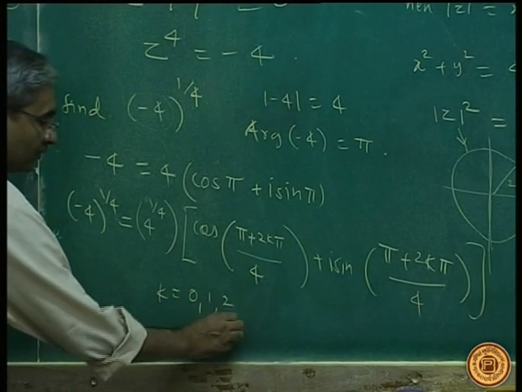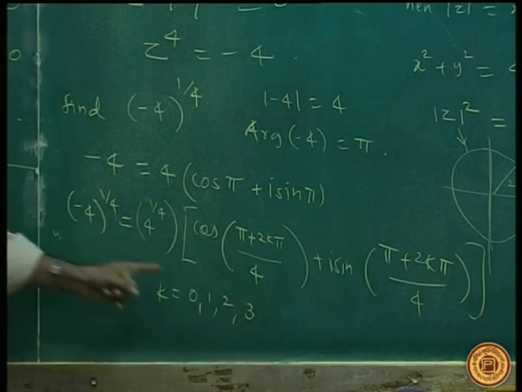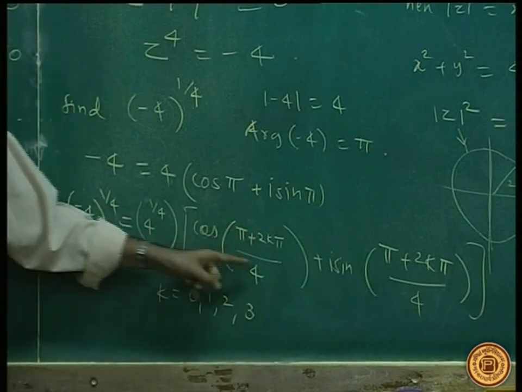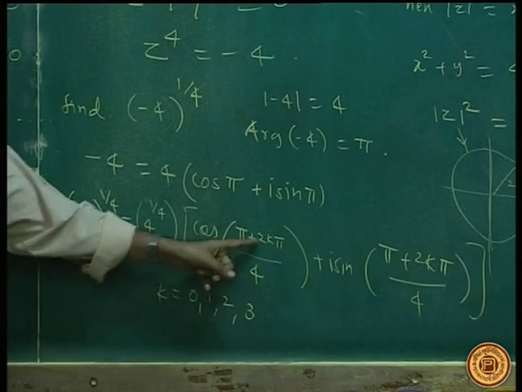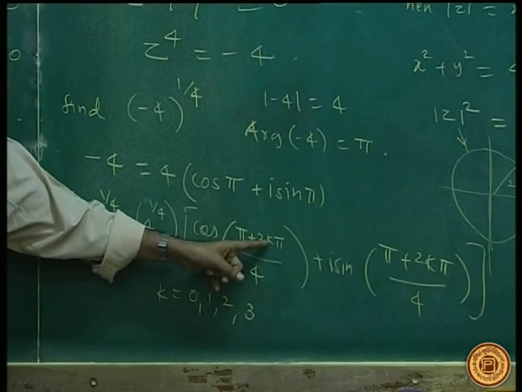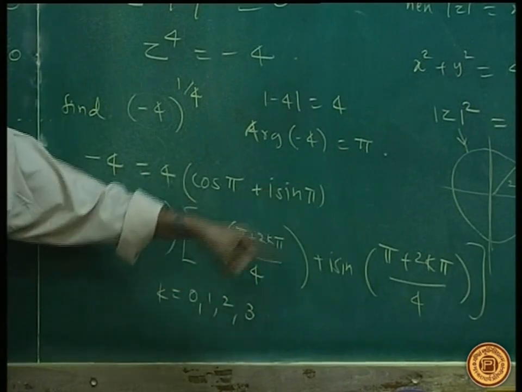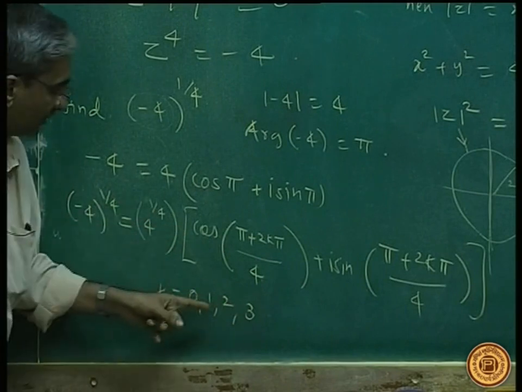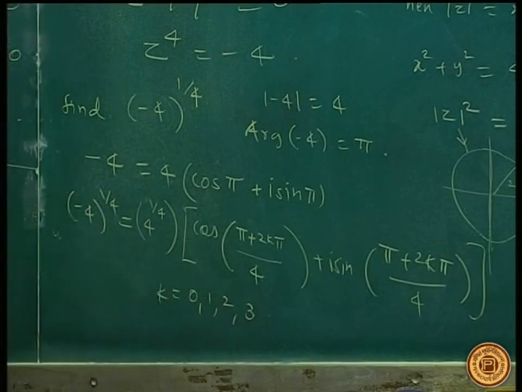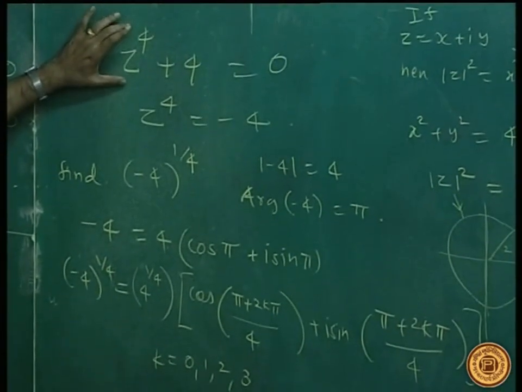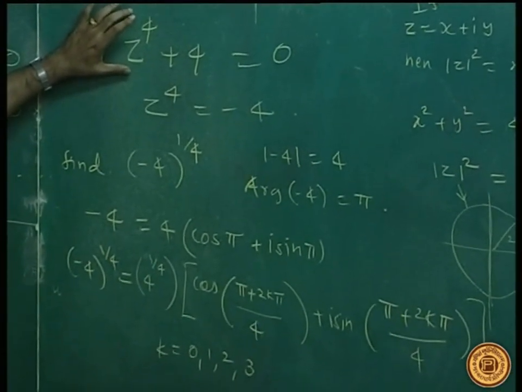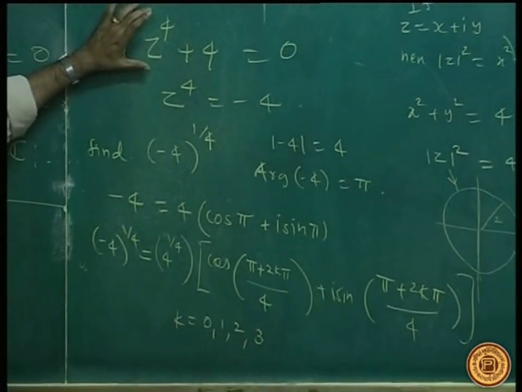0, 1, 2, 3. So, if you substitute k equal to 0, cos pi by 4 plus I sin pi by 4, you will get 1 fourth root. k equal to 1, that is cos of 3 pi by 4 plus I sin, and if you put all the 4 values, you will get 4 fourth roots. So you have solved the first part, finding the fourth roots.